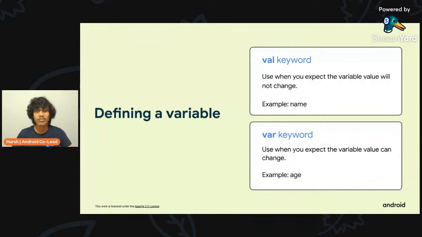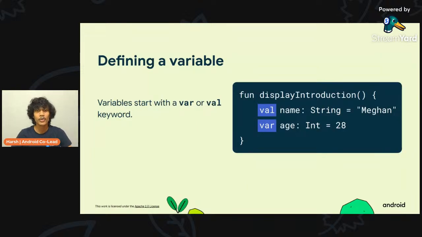In Kotlin, it's preferred to use val over var when possible. We will store your name as a val because that will not change. We'll store your age as a var because it changes every year. To demonstrate how to define a variable, we will define both name and age variables.